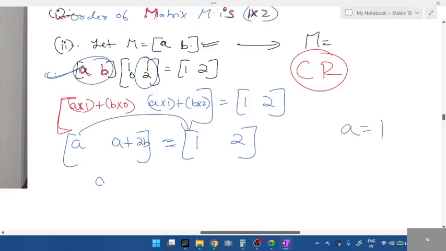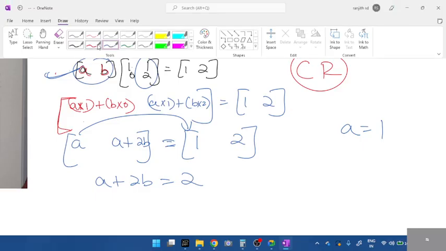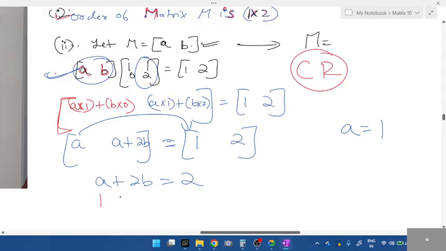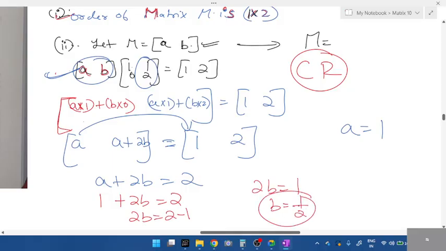1. Take the second equation. A plus 2B is equal to 2. What did we get A value as? 1. Substitute. 1 plus 2B is equal to 2. Find the value of B. 1 goes to the other side. 2B is equal to 2 minus 1. 2B is equal to 1. B is equal to what? 1 by 2. Once you get the answer, write in the matrix.